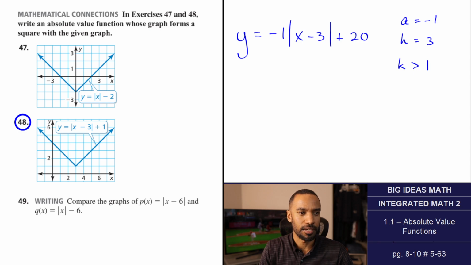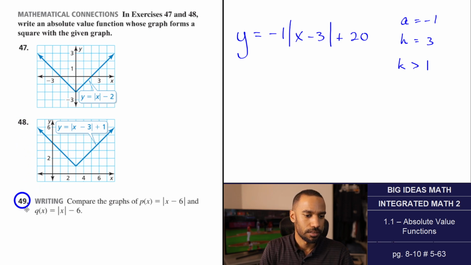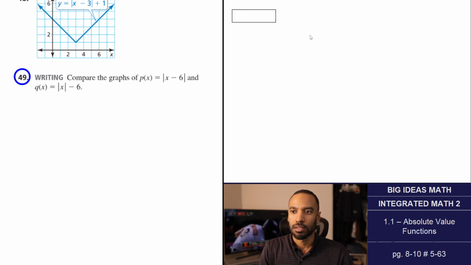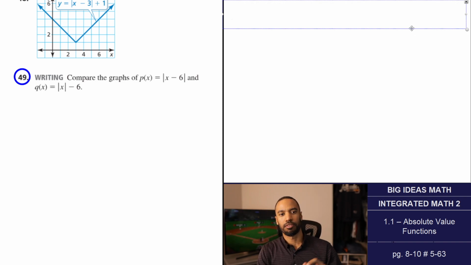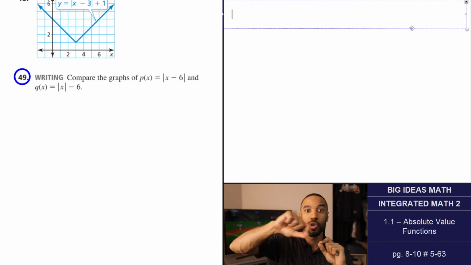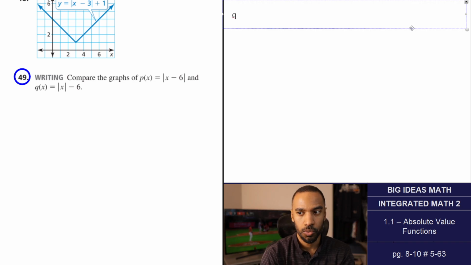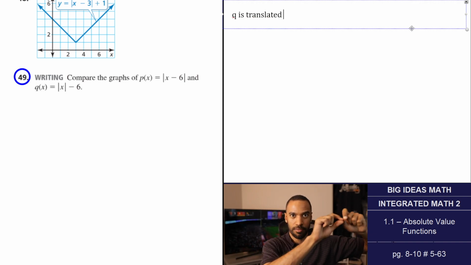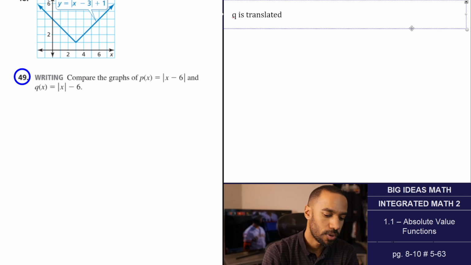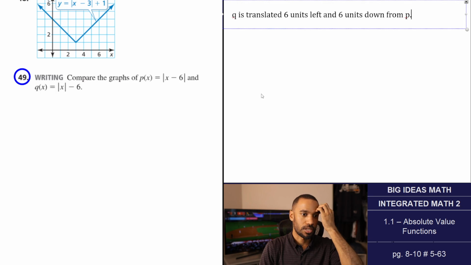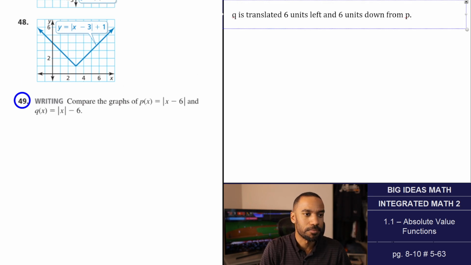Number 49. Compare the graphs of these two. Okay, well, I'm not going to graph them because they didn't ask me to, but the first one is translated 6 units to the right from the origin. The other one is translated 6 units down from the origin. So the graph of Q is translated from P, right? P is 6 units right, so I have to go 6 left and then 6 down. Q is translated 6 units left and 6 units down from P. It's kind of all I need to put for that, so that's comparing them, I guess.